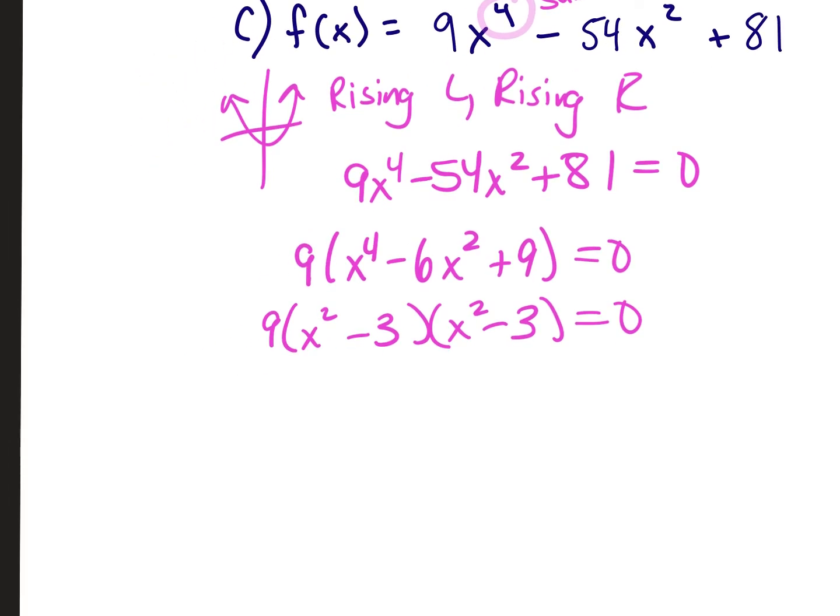Good. So let's set each piece equal to 0. 9 equals 0. Not true. X squared minus 3 equals 0. And x squared minus 3 equals 0. Some of you are going to say, do I have to write it out twice? You don't have to. But if you just tell me that you just have plus or minus √3 and don't tell me multiplicity or something like that, then you're missing 2 of the roots. So I would show as much as you could.